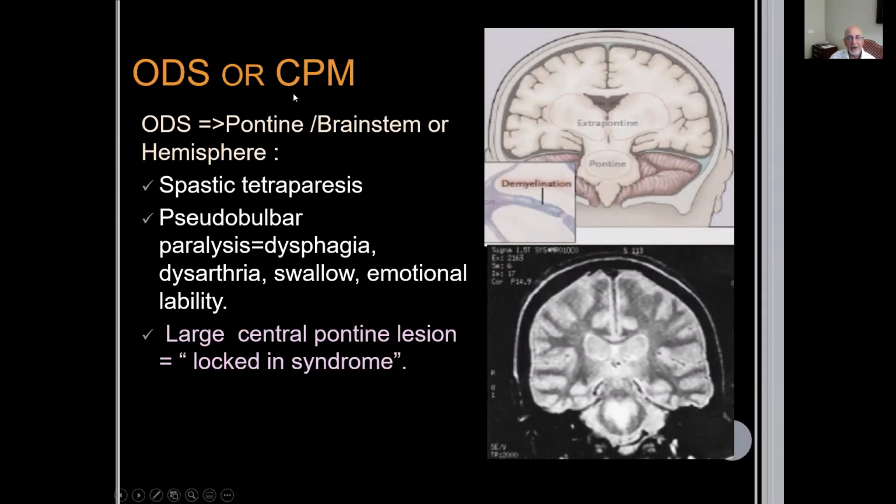Osmotic demyelination syndrome or central pontine myelinosis is a rare disorder. It causes spastic tetraparesis, pseudobulbar paralysis, including dysphagia, dysarthria, swallowing difficulties, emotional lability, and eventually a large central pontine lesion may cause the locked-in syndrome. Usually, the myelinosis occurs at the pontine level, although there have been reports of demyelination syndrome including the cortex as well.